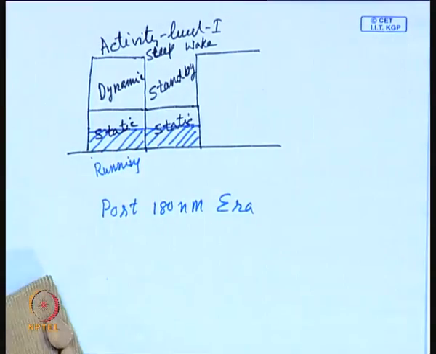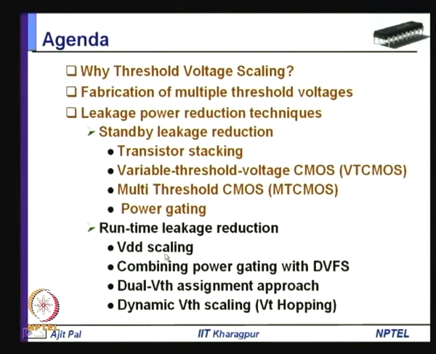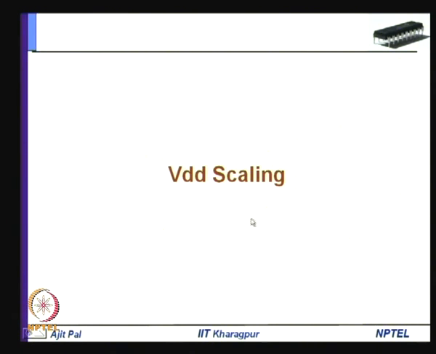And as I mentioned, we have various techniques like VDD scaling, combining power gating with dynamic voltage and frequency scaling, dual VT assignment, and dynamic VTH scaling. Let us start with VDD scaling. We have already discussed various supply voltage scaling techniques like static supply voltage scaling, multi-level voltage scaling, then dynamic voltage and frequency scaling, which are primarily used to reduce the dynamic power.